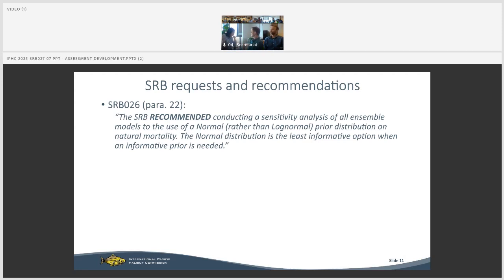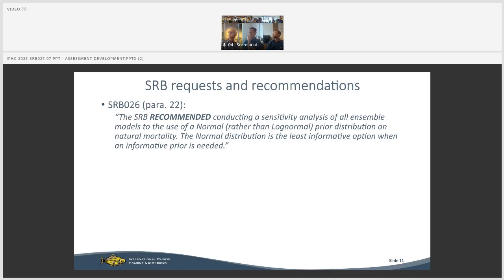Okay, we're back. We'll pick up where I left off, which was on the SRB recommendation from June to conduct a sensitivity analysis of the 4 stock assessment models, comparing a normal to the log normal prior that I've been using. I also included a uniform, with the notion that in some circumstances the normal prior could be less informative.